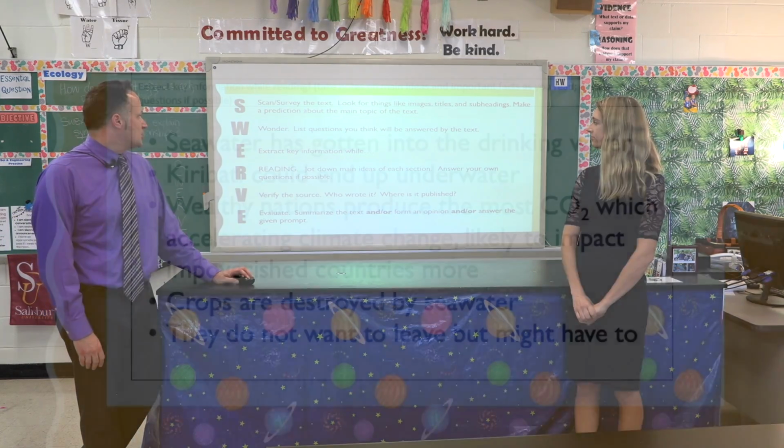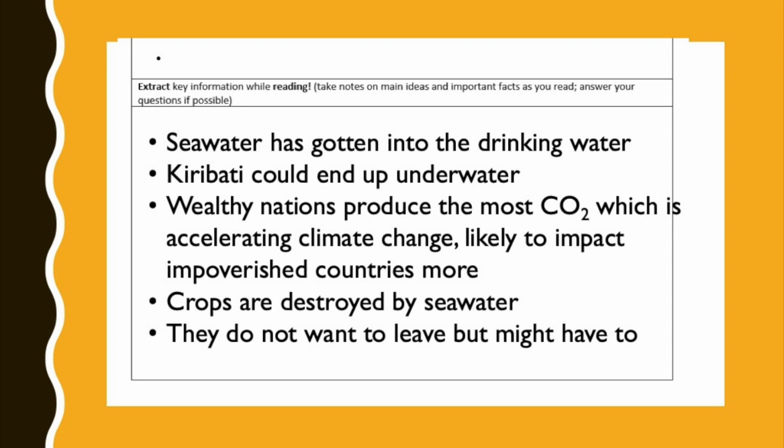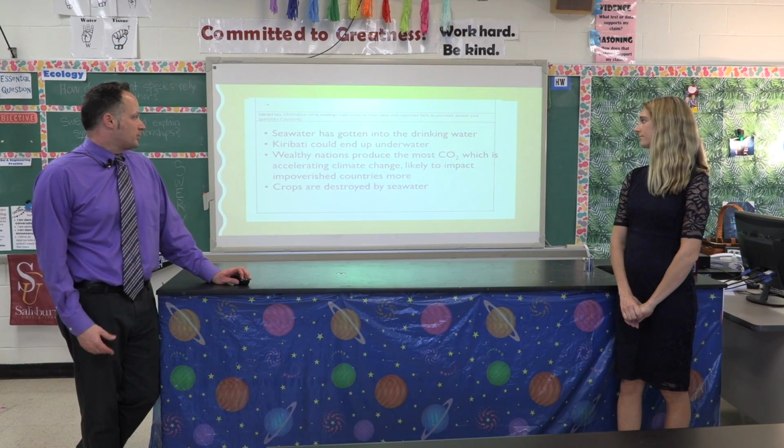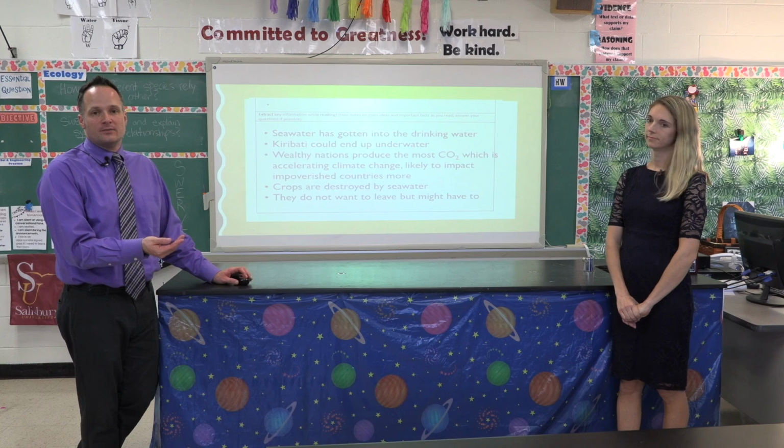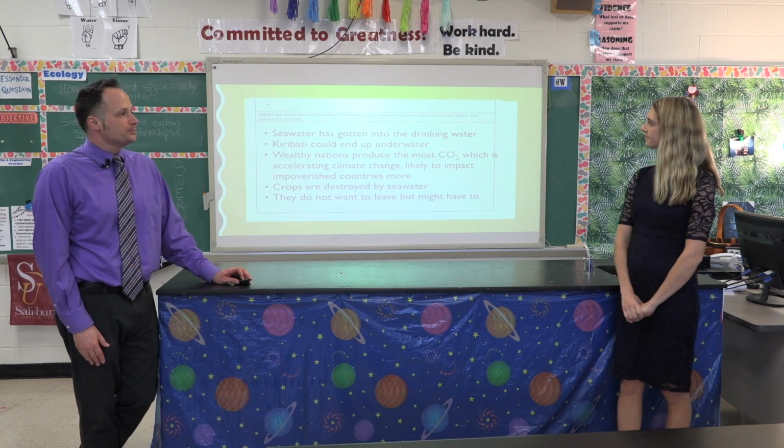And so some of the information that you may have collected from this article might be that seawater has gotten into the drinking water, that Kiribati could end up underwater, that wealthy nations produce a lot of carbon dioxide, but it affects impoverished nations more, that crops are being destroyed by seawater, and that the residents don't necessarily want to leave their home, but they might be forced to.